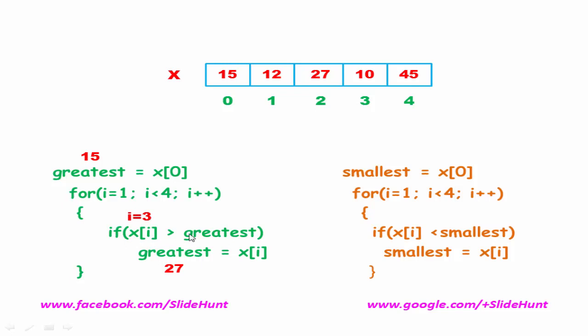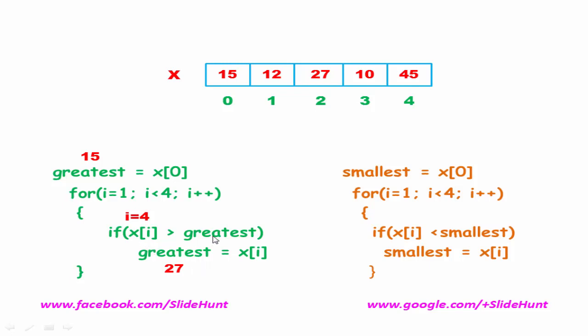x of 3 greater than greatest. x of 3 equal to 10, and greatest equal to 27. So 10 greater than 27? No, this condition is false. So control goes here and increments the value of i by 1. Now i equal to 4. Then check this condition again. x of 4 greater than greatest. x of 4 equal to 45 and greatest equal to 27. So 45 greater than 27.